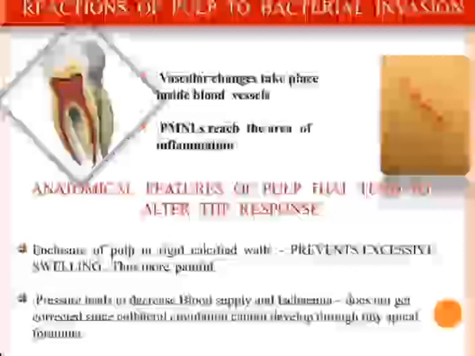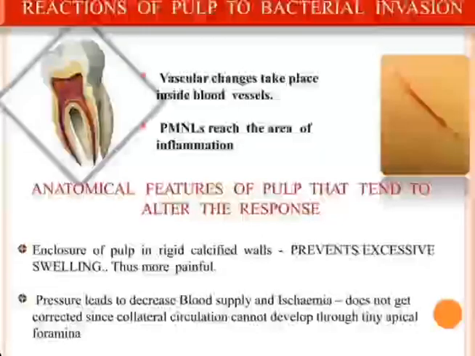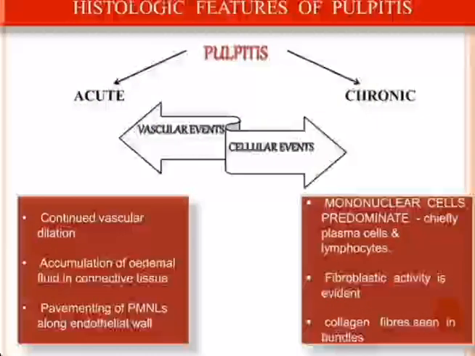The anatomical features of the pulp that tend to alter the response: enclosure of the pulp in rigid calcified walls prevents excessive swelling, thus making it more painful. The pressure leads to decreased blood supply, and the ischemia does not get corrected since collateral circulation cannot develop through the narrow apical foramen.